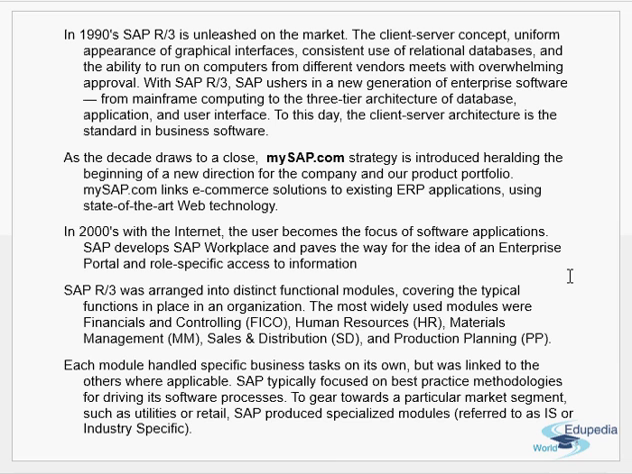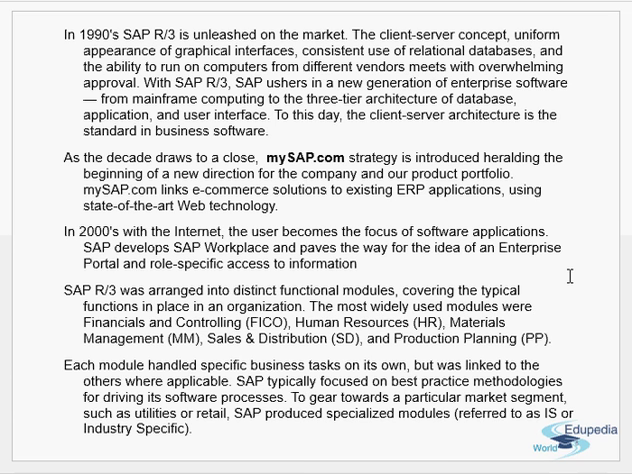Further, they developed mysap.com, where they are using web technologies by linking other e-commerce solutions to the existing ERP applications. So here, with the net, you can access it from anywhere in the world. Just by having internet, you can access the software.